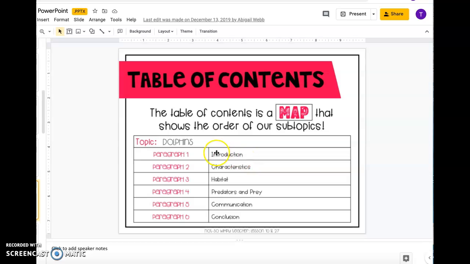So again, you're taking your subtopics from yesterday, listing your main topic, and then you're going to list your subtopics in order that you want to write about them in. If you didn't complete yesterday's writing, you need to go back and finish that before you can fill out your table of contents map. Come see me in my office hours if you have questions. Thank you.